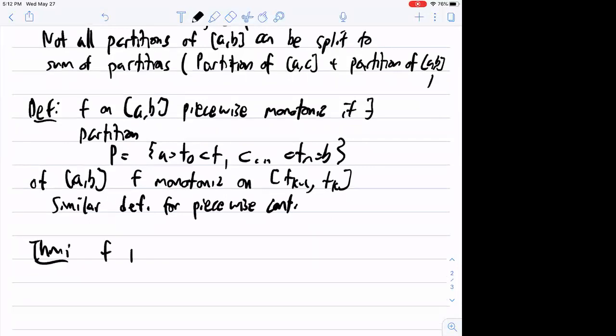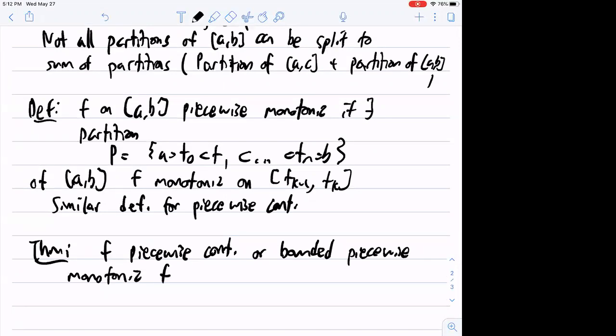Theorem: if f is a piecewise continuous or bounded piecewise monotonic function on AB, then f is integrable on AB. Again, we really want to start using this, because unless the question on the final is exactly like prove this, you don't want to keep using that upper, lower sums approach. It just takes way too much effort compared to just quoting something.